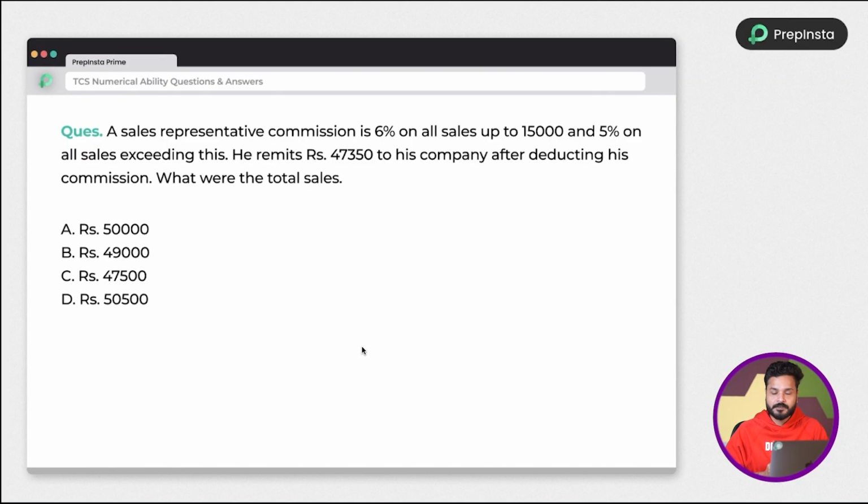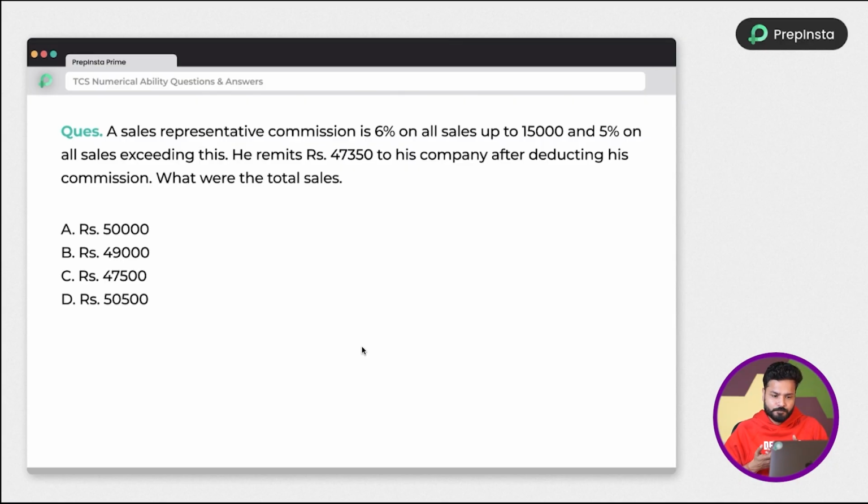So here's the first question in front of you guys. You call it, I call it the basic percentages question, to be honest. You may name it to some other topic, but it's a straight percentage question. So the question says, a sales representative's commission is 6% on all sales up to 15,000 and 5% on all the sales exceeding this. I mean, for all the sales exceeding 15,000, beyond 15,000, it's 5%. He remits rupees, so when you say remits, he basically gives. So he gives rupees 47,350 to his company after deducting his commission. So what were the total sales?